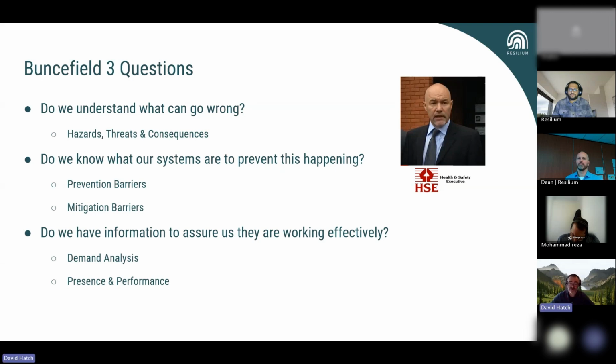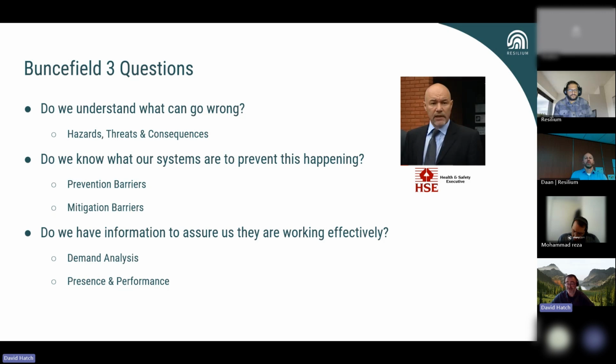So the challenge was, from the boardroom down, companies need to ask themselves these three questions. It's important that the challenge came from the top down, not from the bottom up. So it has to be led from the boardroom down, from senior management, in terms of understanding what can go wrong. From a bow tie perspective, we would see these as hazards, threats and consequences, knowing what systems there are to prevent it from happening or to protect against this loss of control or containment. So we have prevention measures and mitigation and recovery measures.